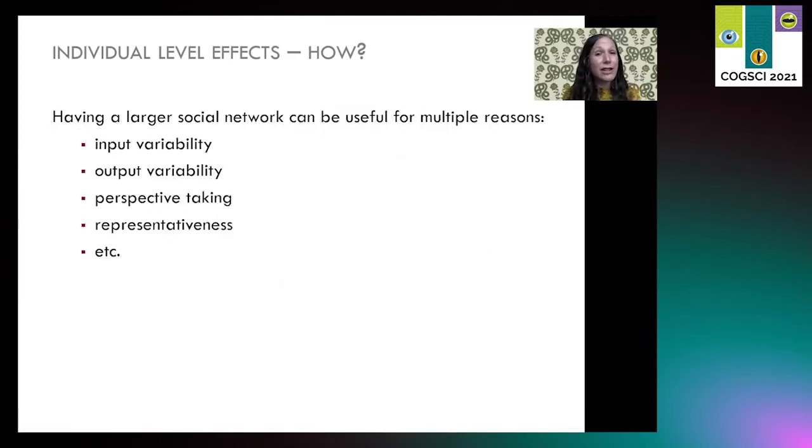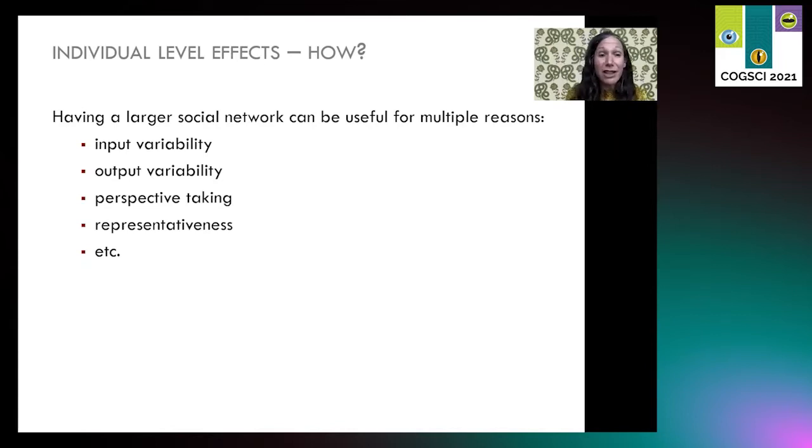But learning these co-occurrence patterns is not the only benefit of having a larger social network. Having a larger social network across the other studies and skills that I've shown you is useful because it means receiving greater input variability, because as we said, every person speaks a little differently. And in general, we know that receiving greater input variability leads to more robust learning.